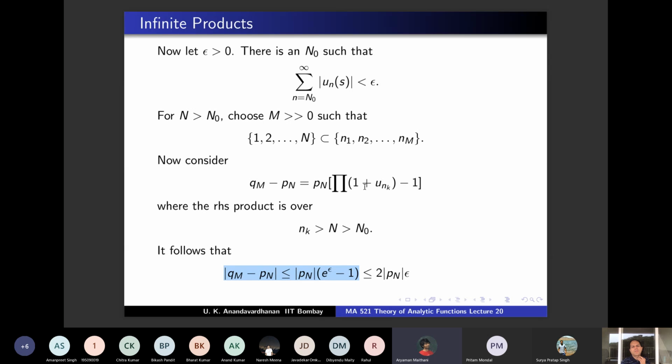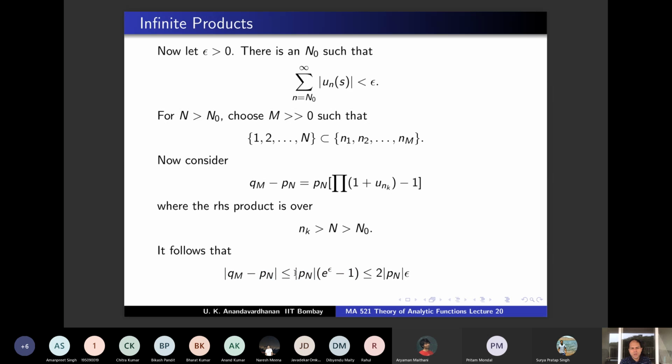So for each unk, if we put the e power, for this you will get 1 plus mod unk is less than exponential of mod unk, right? Therefore, if you take the product of those, you will get less than exponential of the summation of mod unk. But all these nk's are bigger than n naught, and that sum is less than epsilon. So this product will have absolute value less than e power epsilon, and minus 1 is minus 1. So that explains this one. This comes from n naught being such that this is less than epsilon.